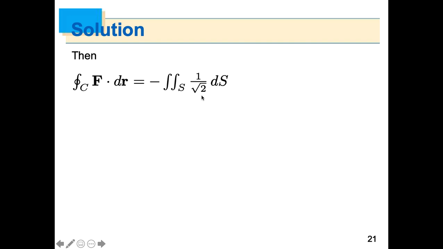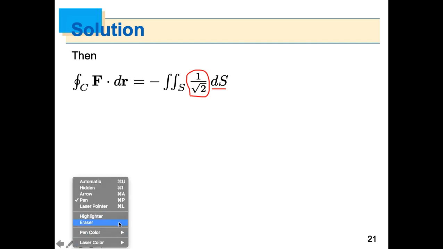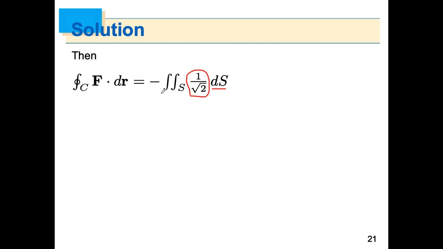And you might wonder, like in the previous example, I went ahead and evaluated ds. You might notice I didn't evaluate ds this time. The reason why is that whenever you end up with just a constant left over after you dot something, what we have here is a double integral over S of ds.